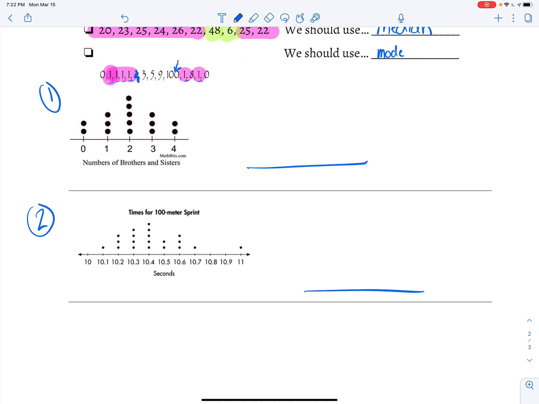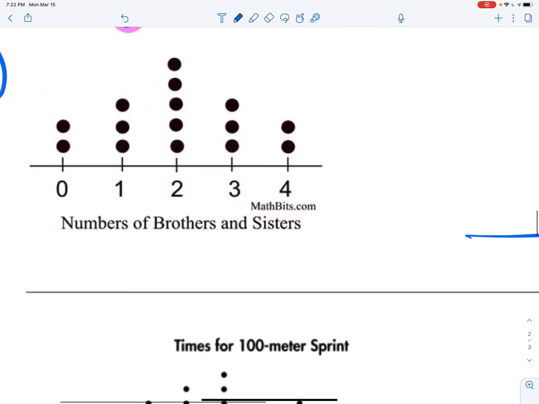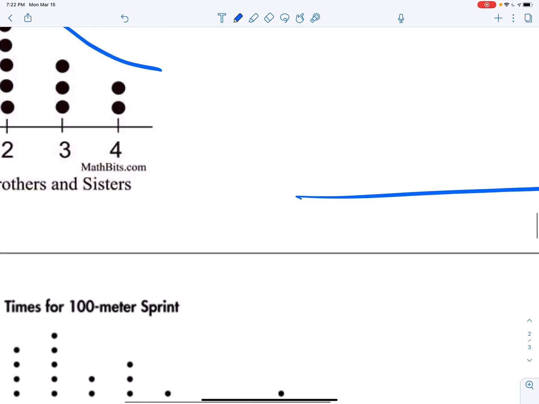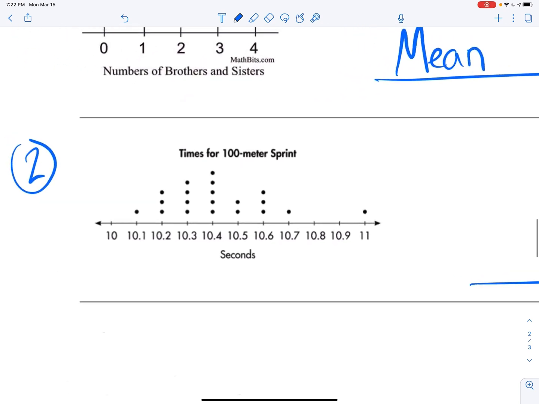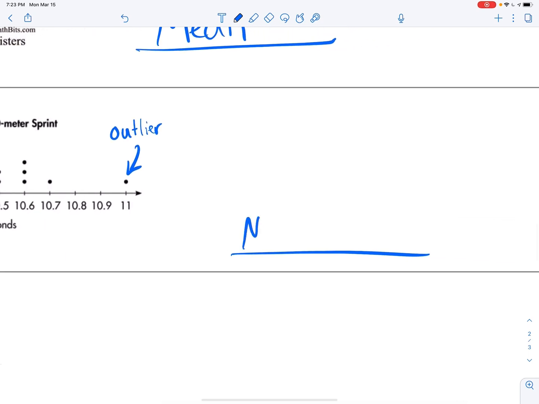And assuming we have answers for that now, for our first graph here, it's all pretty close together. That's one big kind of cluster of data. So because there's nothing really far away from other numbers in the data set, we're going to use the mean for this. And down on our second data set, a lot of stuff's close together here, but we do have an outlier. And when we have outliers in our data set, we are going to use the median.